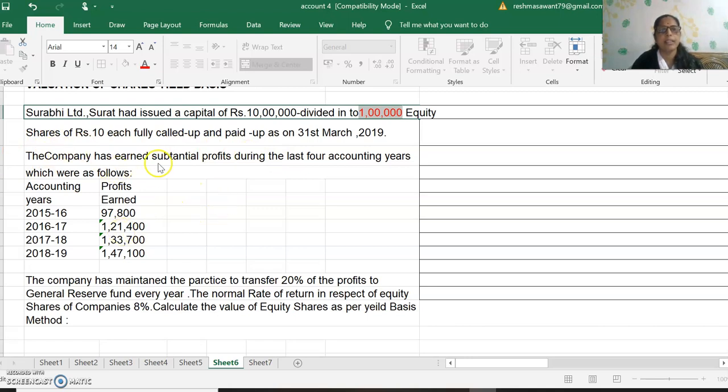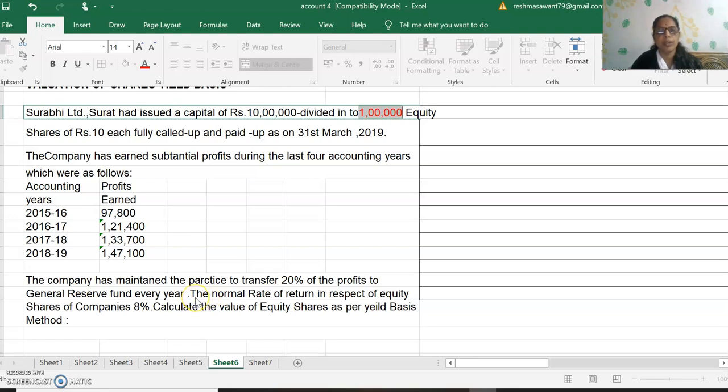And the company has earned substantial profit during the last 4 accounting years, which were as follows: 2015-16, 97,800; 2016-17, 1,21,400; 2017-18, 1,33,700; 2018-19, 1,47,000. The company has maintained the practice of transferring 20% of profit to general reserve fund every year. So this is one more important piece of information provided to you.